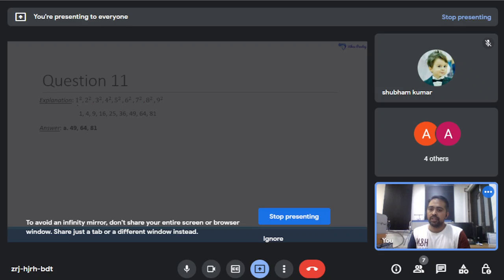We can see these are the squares of natural numbers 1, 2, 3 and 4. So we'll have 49, 64, 81. That is the answer A. Okay. So that's all for this session.